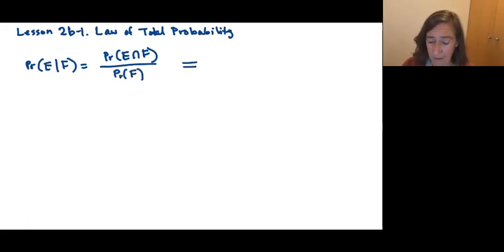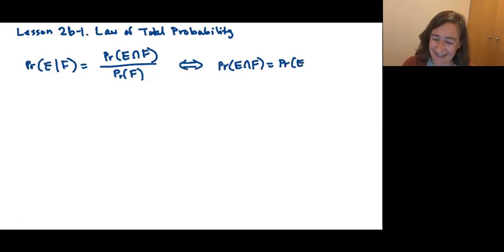It's very easy to rearrange that. I'm sorry, I wrote the right thing, but I said the wrong thing. The probability of E and F, the thing that we're looking for in cases where E and F aren't necessarily independent, is the probability of E conditional on F times the probability of F.